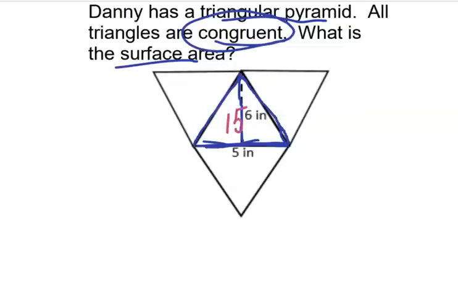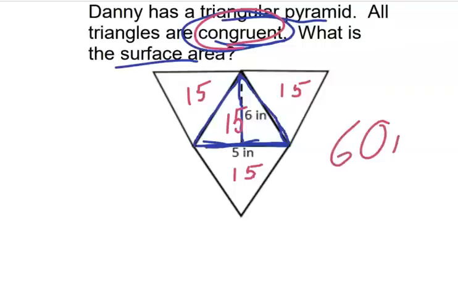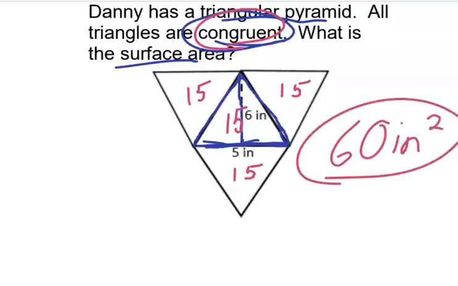So if this one is 15, we know that all the rest of them, because of this word right here, are 15. So all you have to do is 15 times 4. Well, 15 times 2 is 30. So 15 times 4 is going to be 60. So it's going to be 60 inches, and since it's surface area, not volume, 60 inches squared. All right, so that would be your answer for that one.